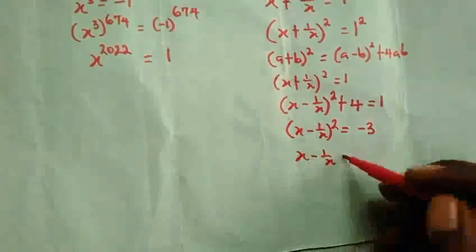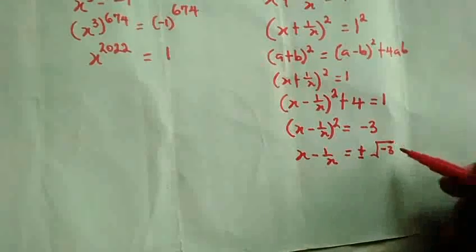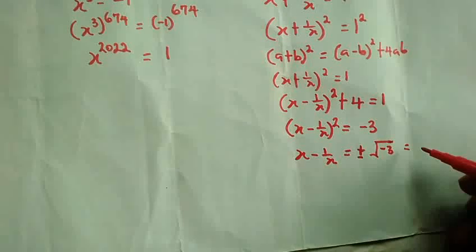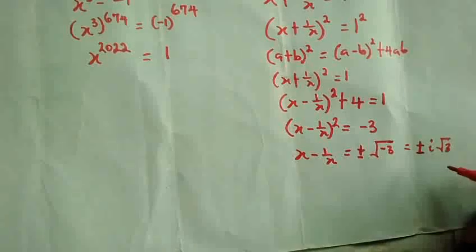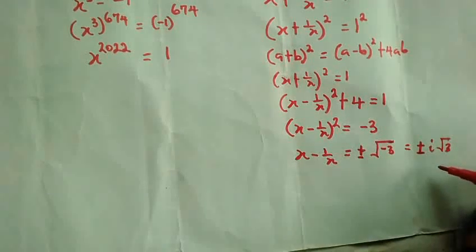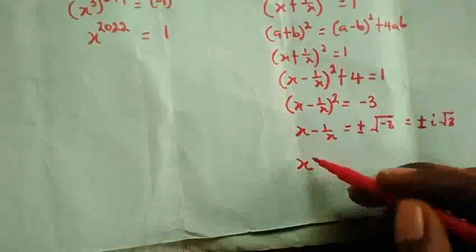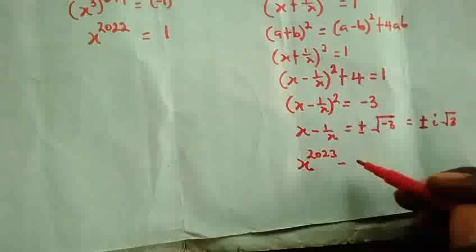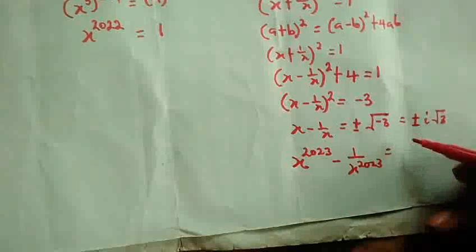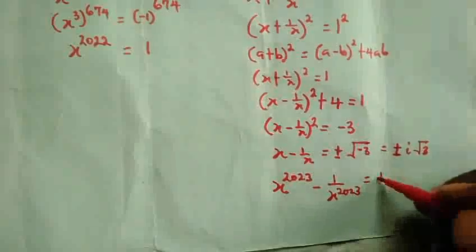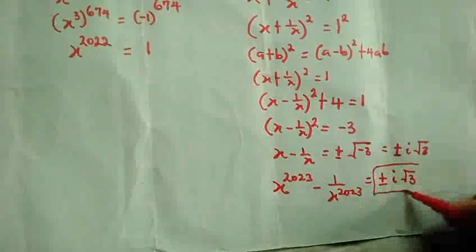we have x minus 1 over x is equal to plus or minus the root of negative 3, and the root of negative 3 is equal to i square root of 3, so we have here plus or minus i square root of 3. i is an imaginary unit, which is the square root of negative 1. So we have come to the end of today's video to say that the value of x raised to 2023 minus 1 all over x raised to 2023 is equal to plus or minus i square root of 3, and this is the right answer to the problem.